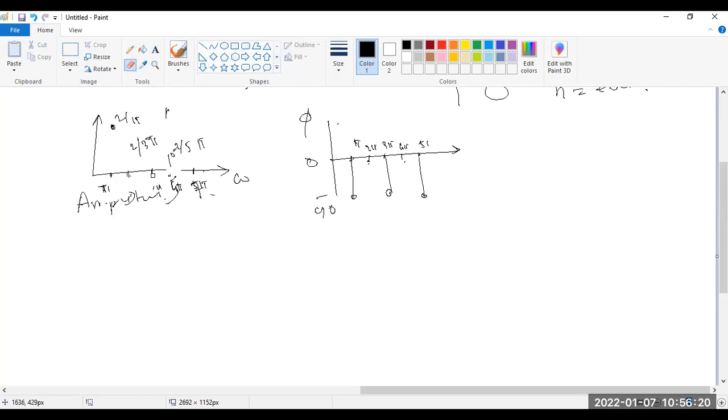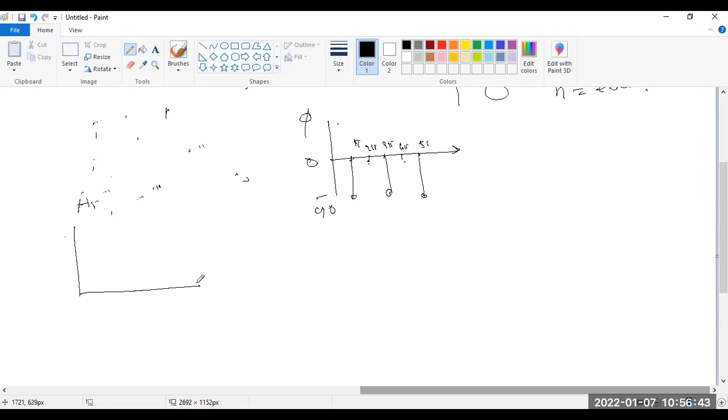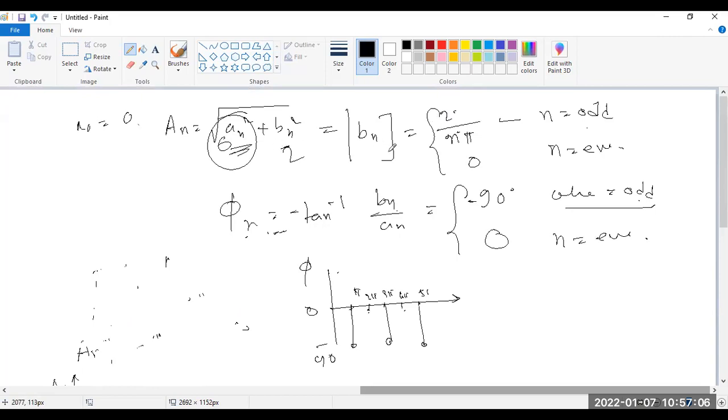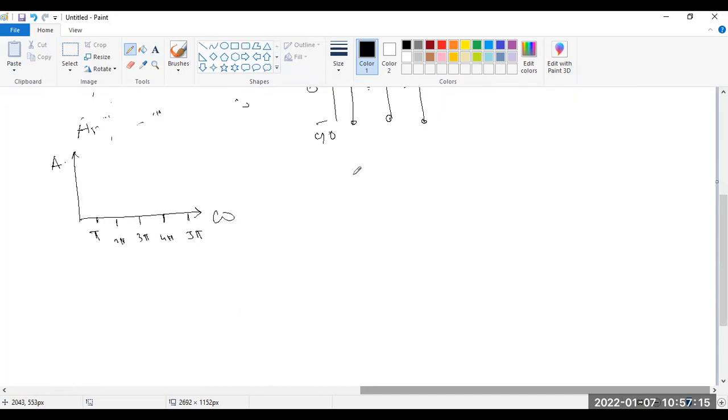I am doing it again here. This is pi, this is 2 pi, that is 3 pi, that is 4 pi, that is 5 pi. I am taking up to 5 pi. This is omega and this is amplitude. The amplitude depends only on B_n, which is 2 by n pi. When n is odd it exists, and even does not exist. So n equal to 1 means pi, that is 2 by pi.